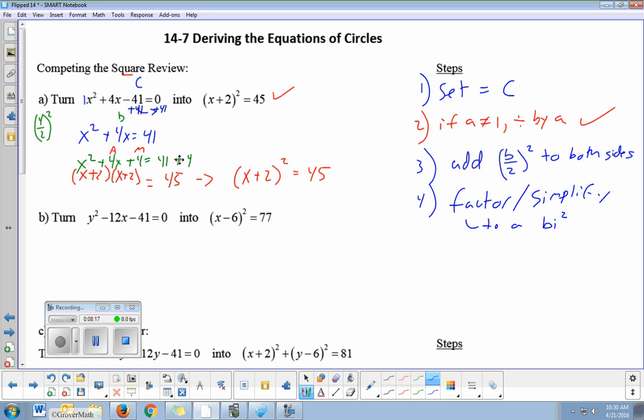And so that's really it. We need to first set it equal to the constant. Then, if a is not 1, divide by a, but that doesn't always happen. Add b over 2 squared on both sides, factor, simplify.